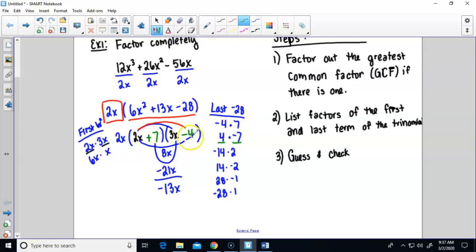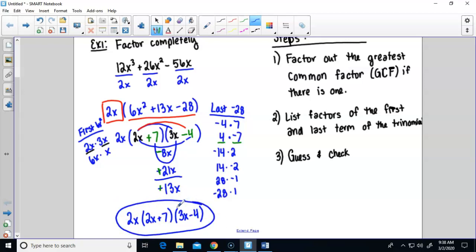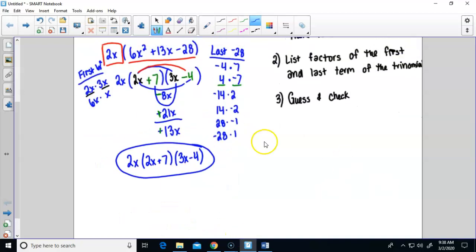And if we do that, 2x times negative 4 is negative 8x. And positive 7 times positive 3 is positive 21x. And now, negative 8 plus positive 21 gives us positive 13. So, we have found (2x plus 7)(3x minus 4) is our answer. Okay, it is your answer because it multiplies back to give you what we started with.